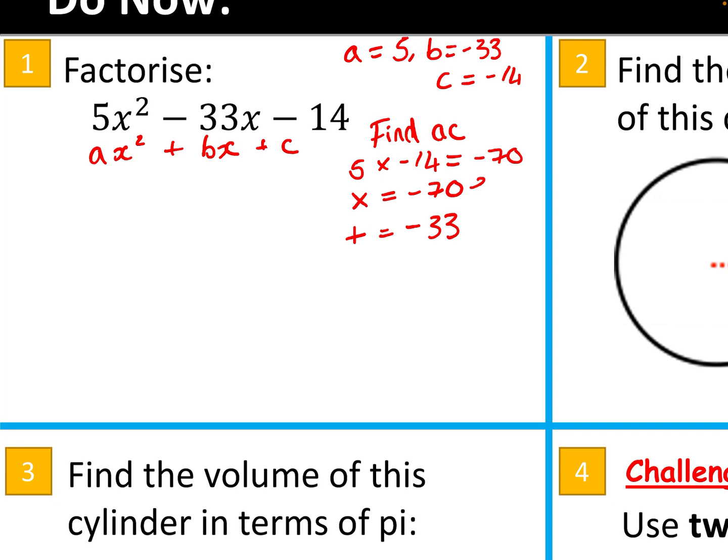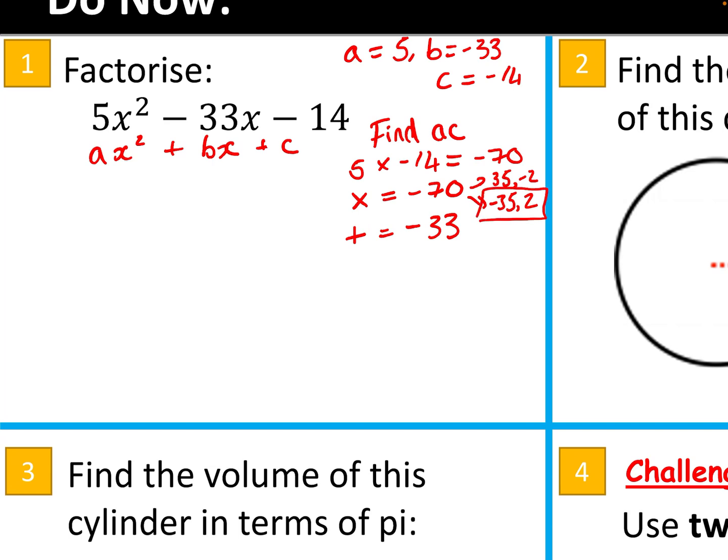So we could have 35 and negative 2. We could also have negative 35 and positive 2. Now, you may have noticed there are other factors of 70. But I'm not going to write any more down because I've already realised that I found my two that sum to negative 33. So these are the two factors that I'm going to use.